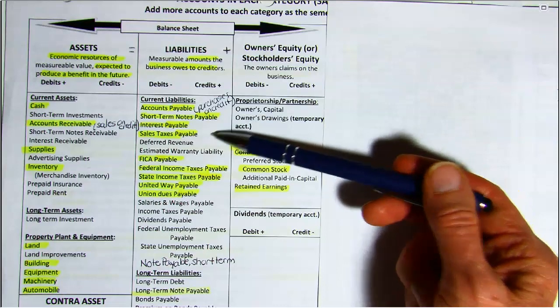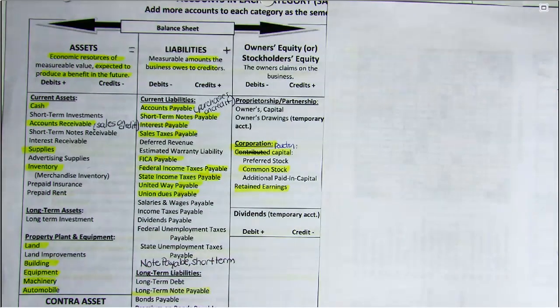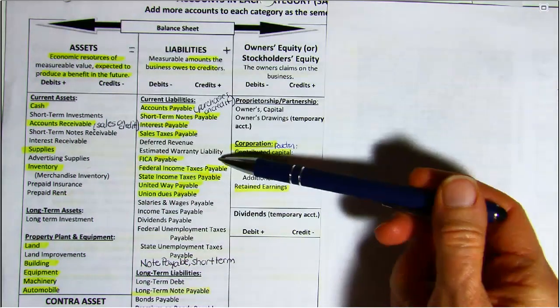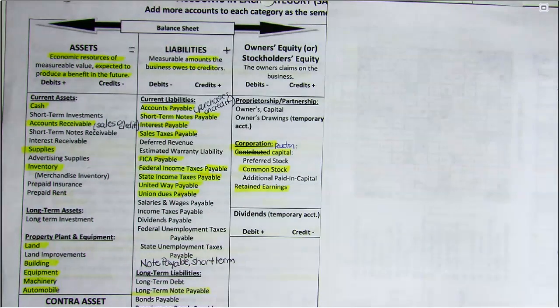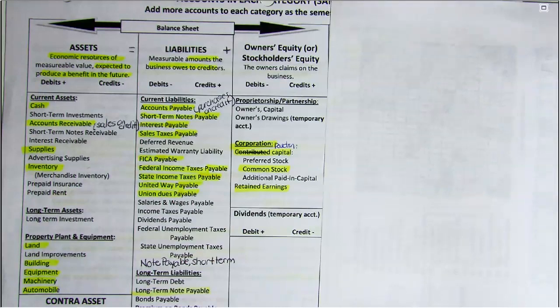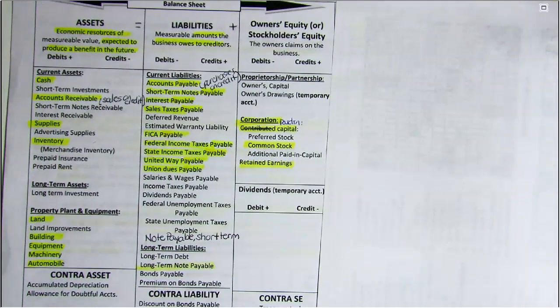Sales taxes payable is when you owe sales tax to the government and you have to pay it. And there's a variety of types of payable. So basically we just take the type of payable it is, for example, interest, and then put the word payable on it. Any amount of money that you owe is called a payable. There are also long-term payables or liabilities too. You can have long-term notes. You could even have mortgages. They'd be considered a long-term liability.